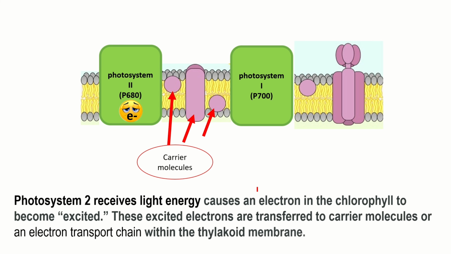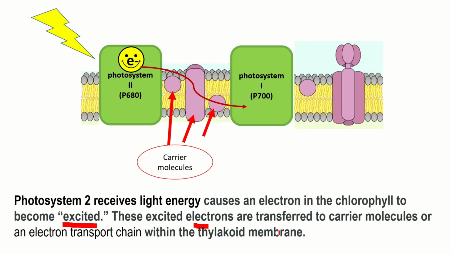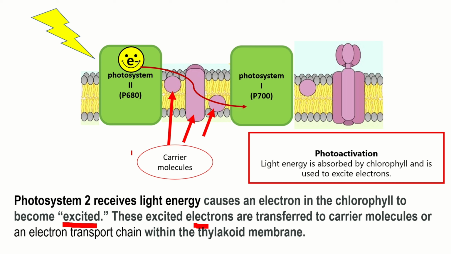First step is photosystem 2 receives light energy, which causes an electron in the chlorophyll to become excited. The term excited means the electron gains energy. And these electrons are transferred to carrier molecules or an electron transport chain within the thylakoid membrane. This process is called photoactivation, wherein the light energy is absorbed by chlorophyll, which is located inside the photosystem, and it is used to excite electrons.